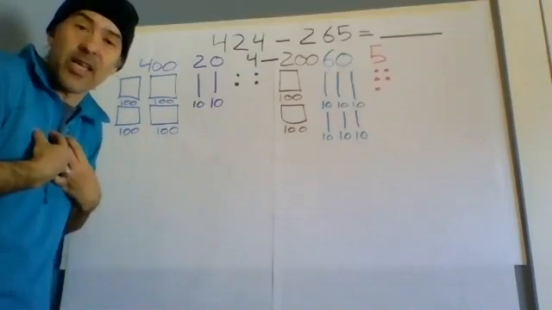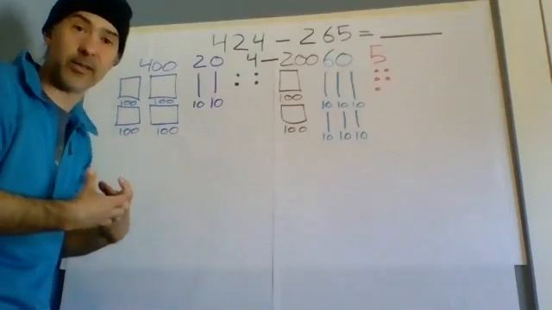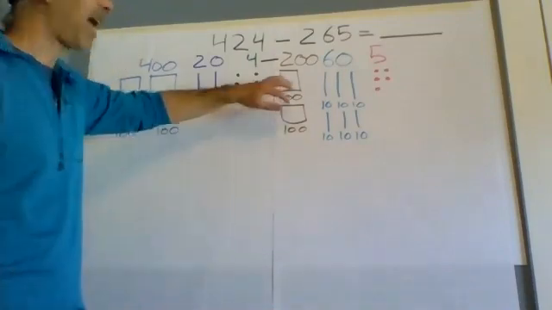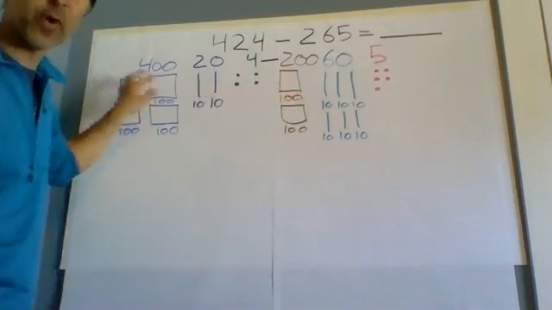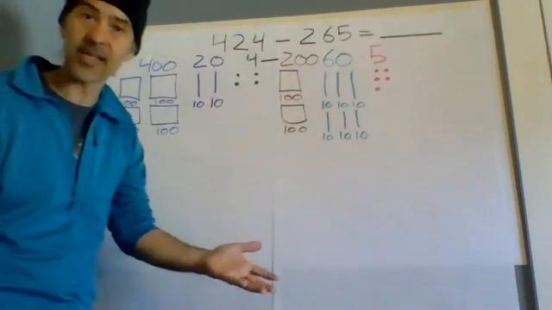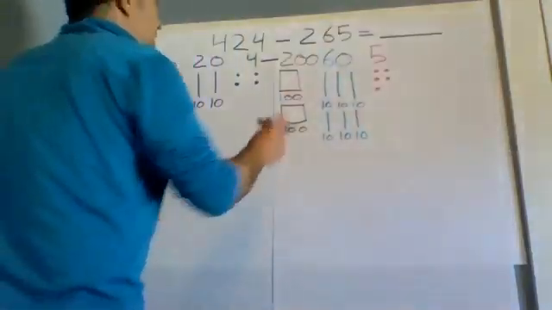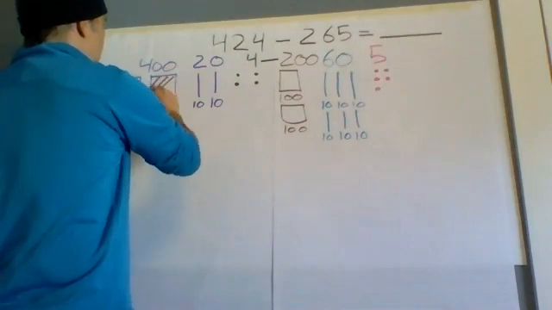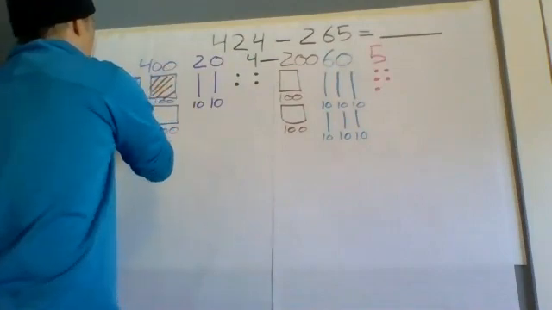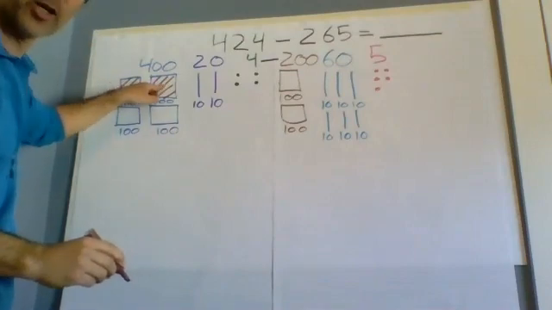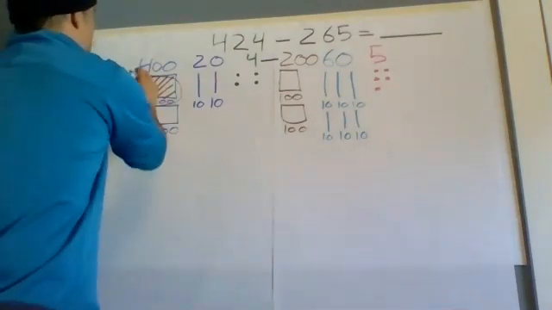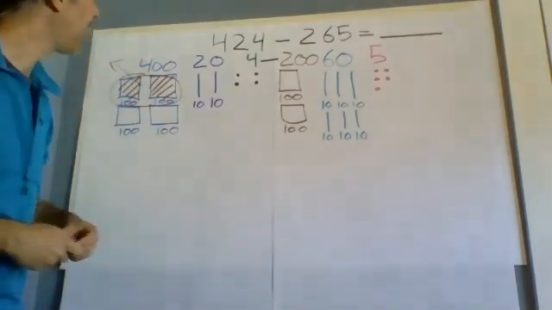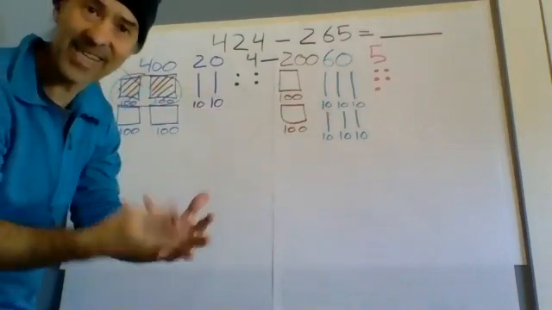Now, my strategy is I'm going to start with the hundreds. Can I take 200 from 400? Yes, I can. So, my 200, I can take it away from the 400. So there's 100, and there's another 100. These are my 200, so I'm going to take those out. I'm going to subtract them. Okay, they're gone. Now, I move to my tens next.